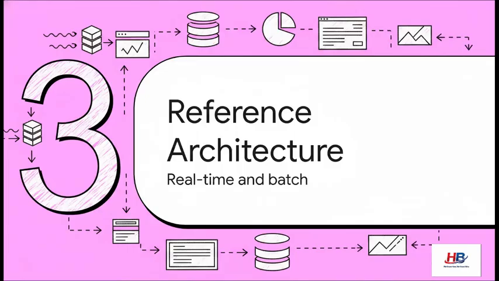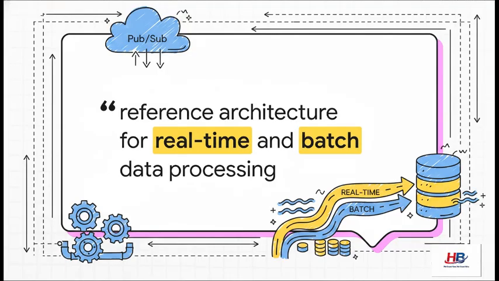Section 3. The reference architecture. Ultimately, all of these technologies get synthesized into one cohesive blueprint. A specific reference architecture for real-time and batch data processing. Because let's be real, you don't want to just deploy Pub/Sub and Dataflow randomly. In an enterprise setting, relying on a reference architecture is absolutely critical. It's your gold standard template. Why does this matter? Because it guarantees consistency and security across all your engineering teams.